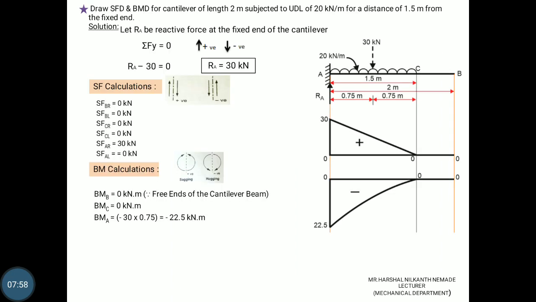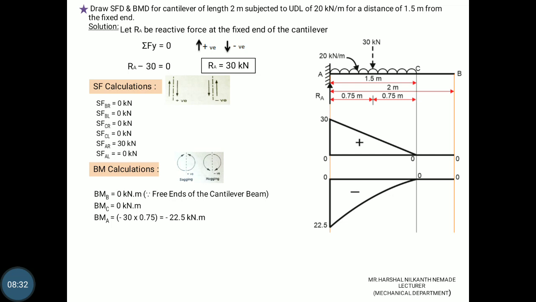Draw the SFD and BMD of a cantilever of length 2 meter subjected to a UDL of 20 kilonewton per meter for a distance of 1.5 meter from the free end. So again we'll solve the same diagram. First, let RA be the reactive force at the fixed end of the cantilever. Summation of Fy is equal to 0, so RA minus 30 is equal to 0. So I will get RA is equal to 30 kilonewton.